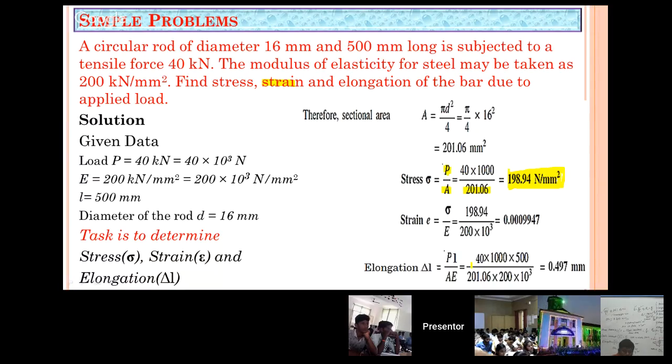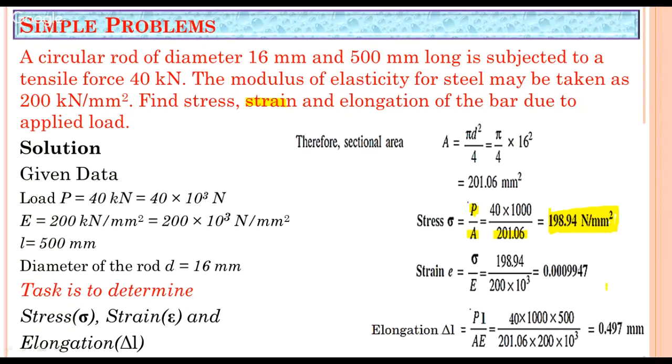I hope you understand this particular problem, and you can solve these kinds of problems based on direct stresses. You have to realize here that for inducing a stress of 198.94 newton per millimeter square, it requires a load of 40 kilonewton acting on an area of 201.06 millimeter square, with a material of steel having a Young's modulus of 200 into 10 power 3 newton per millimeter square.